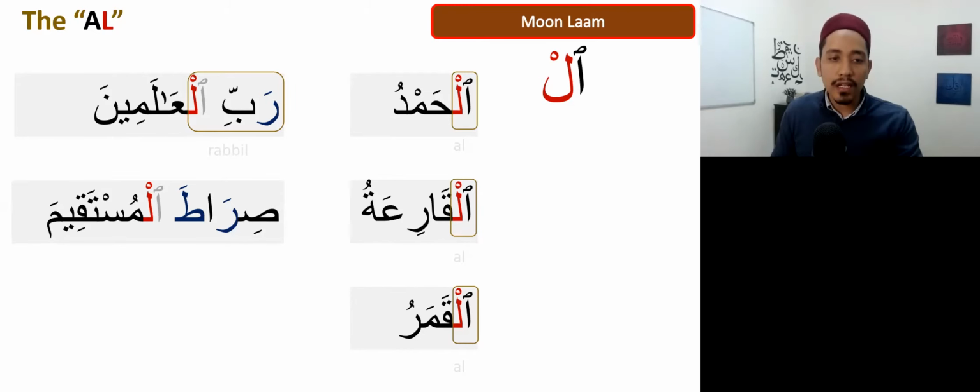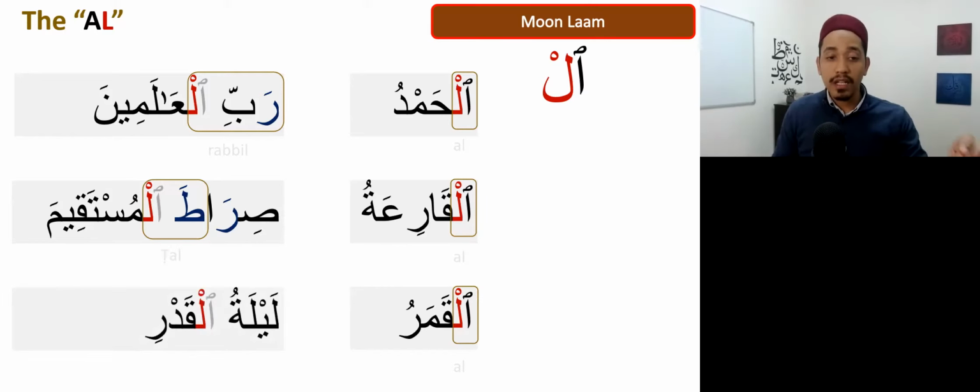Here we go. Siratal mustaqim. Can you see tal? From the ta to the lam is pronounced, not skipped or anything. Laylatul qadari. The moon lam is the original rule of the lam. It's clear, there's nothing fancy.